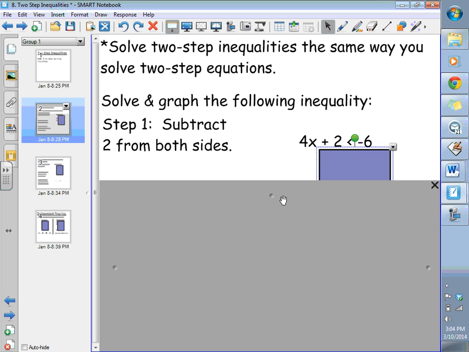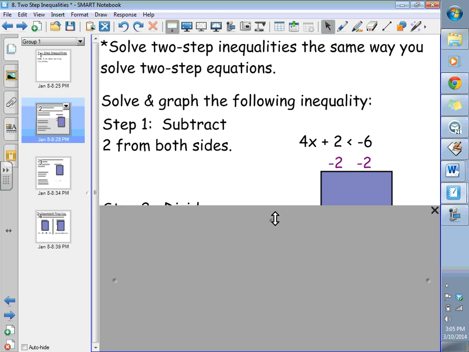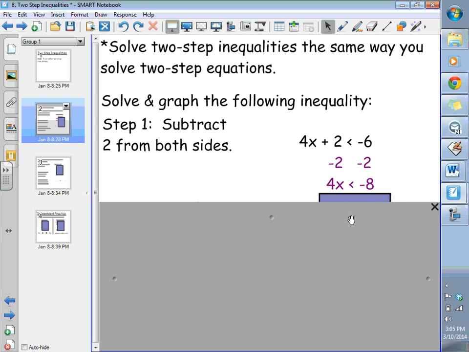So here's our inequality. The first step is that we subtract 2 from both sides. Our inequality is 4x plus 2 is less than negative 6. So our first step is that we will subtract 2 from both sides. So we will get the negative 2, or minus 2, on both sides. And when we do that, we get 4x is less than negative 8.